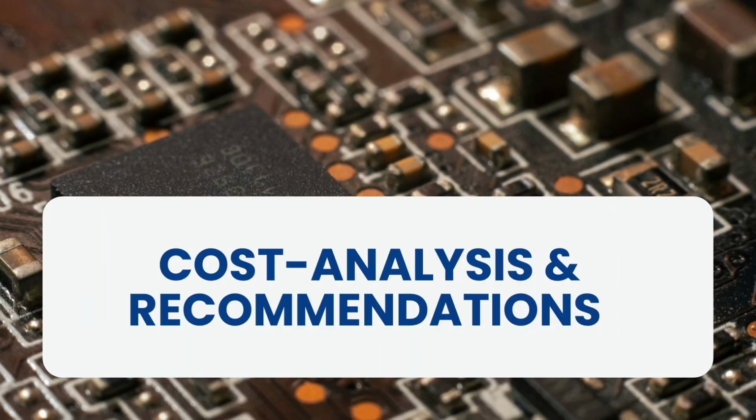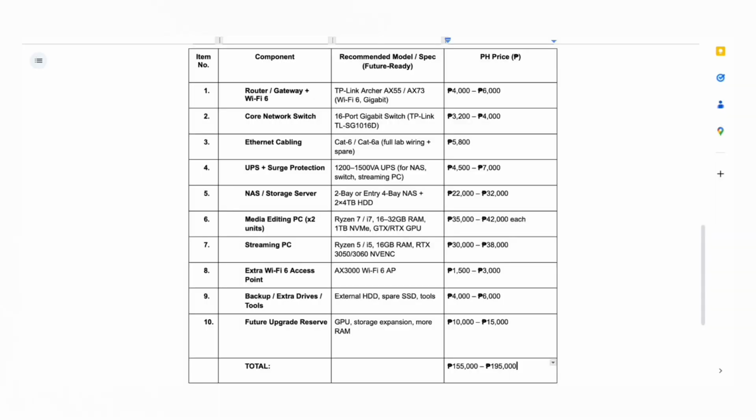Designing a multimedia network also requires careful financial planning. The goal is to create a system that meets the technical needs of the church while remaining affordable and sustainable. The router with built-in Wi-Fi 6 capability is estimated to cost between 4,000 to 6,000 pesos. This device manages internet access and wireless connectivity for staff and volunteers.